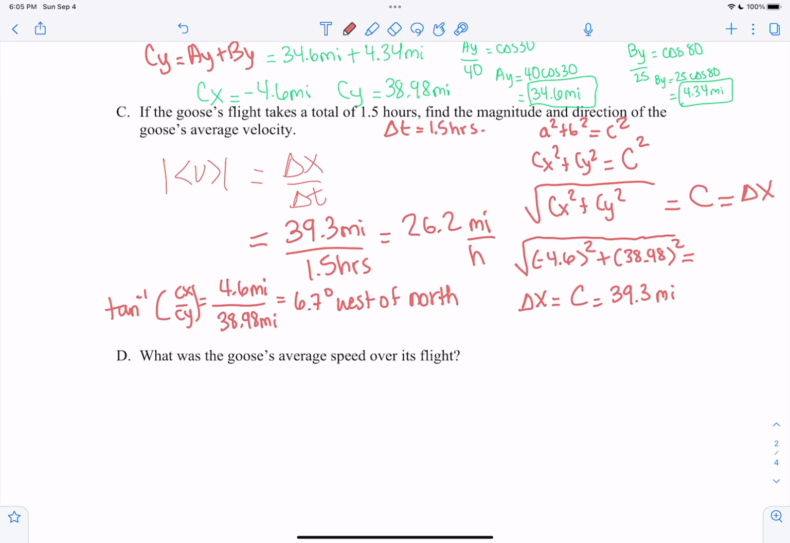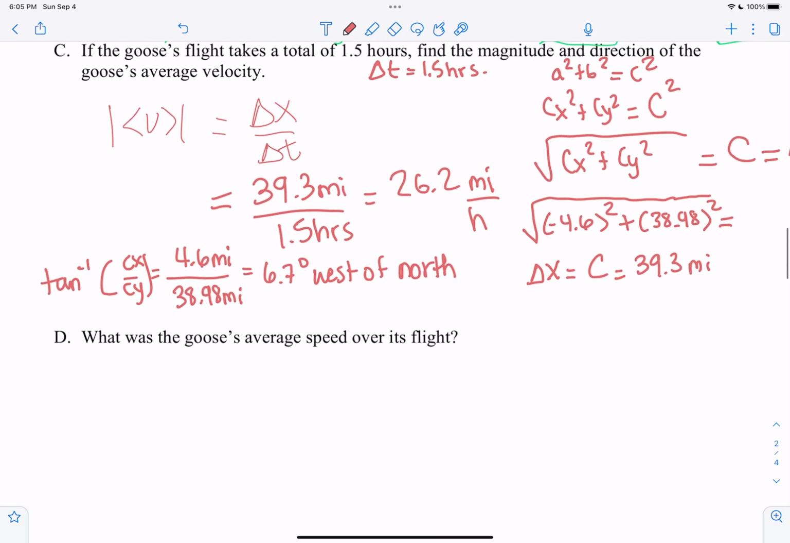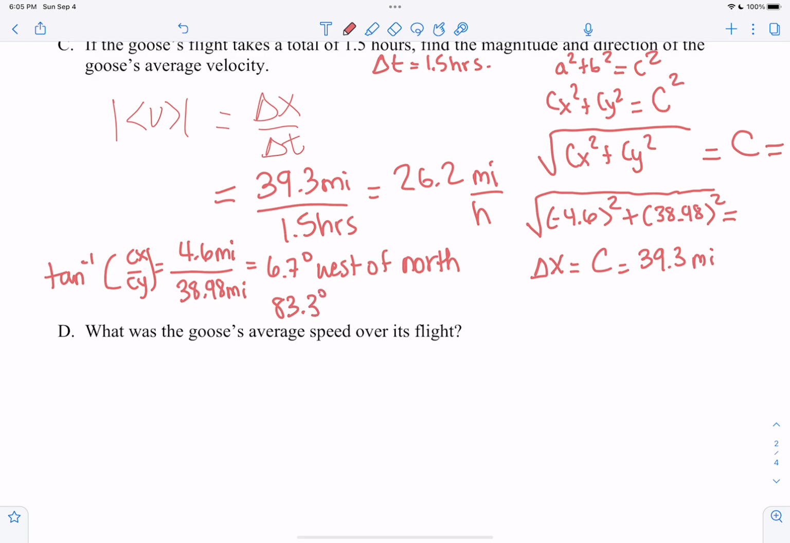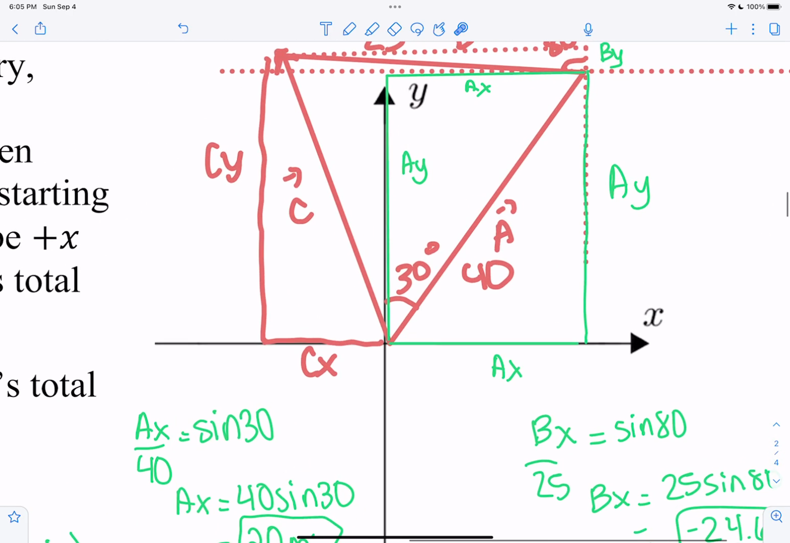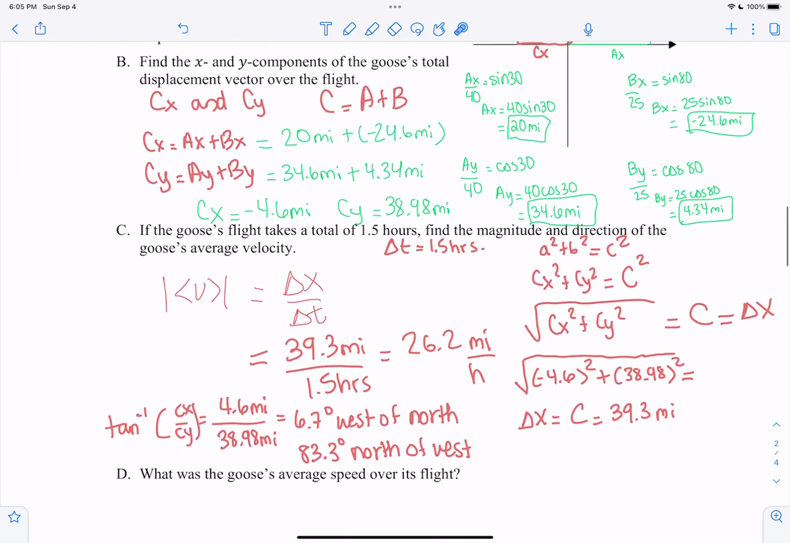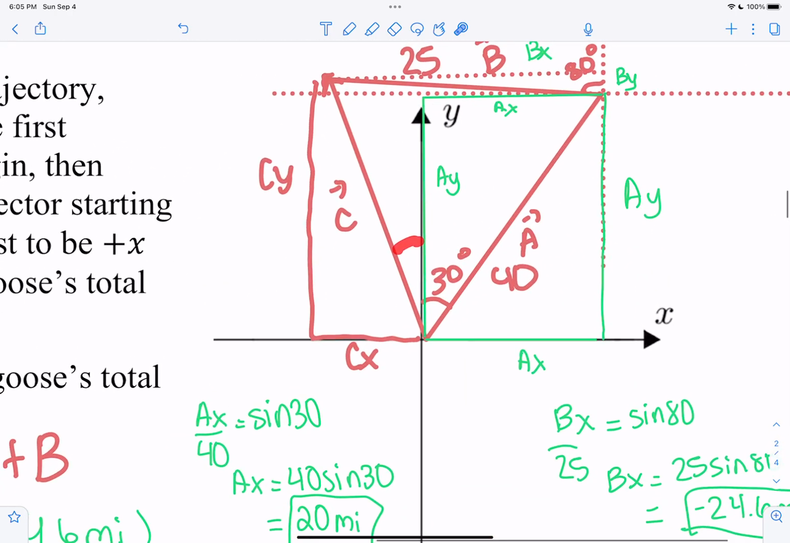Okay, cool. So yeah, 6.7 degrees west of north, or around 83.3 degrees north of west. And do a sanity check: 6.7 degrees plus 83.3 degrees should add up to 90. So you can imagine west of north, I drew it a little bit inaccurately, but this should be more inclined that way. So this is a really small sliver of 6.7 degrees west of north, and then this should be a really big 83.3 degrees north of west.